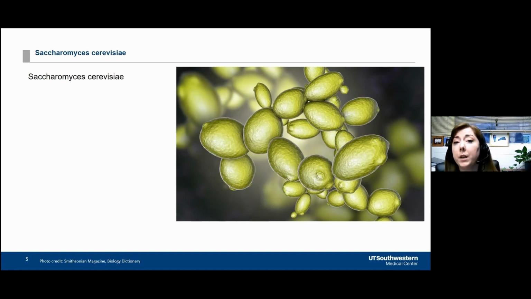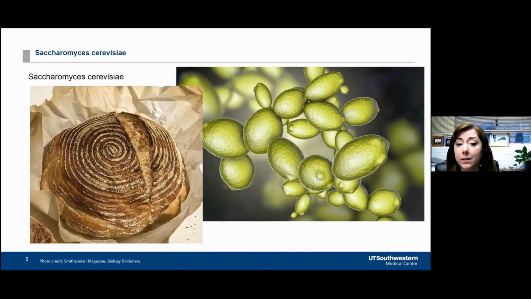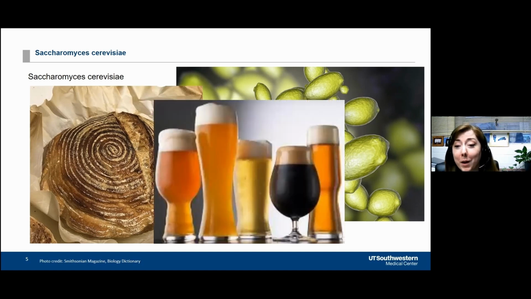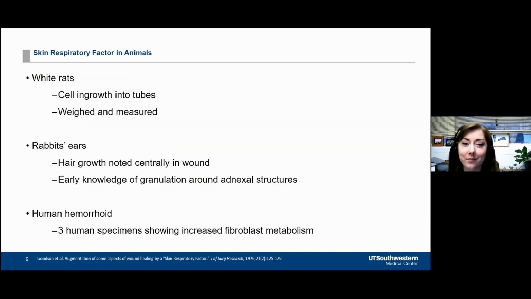You may be more familiar with it in different forms, such as bread. It's also known as brewer's yeast. Photo credit to me. This is a loaf that I made at home. Or you might be familiar with it in this form.